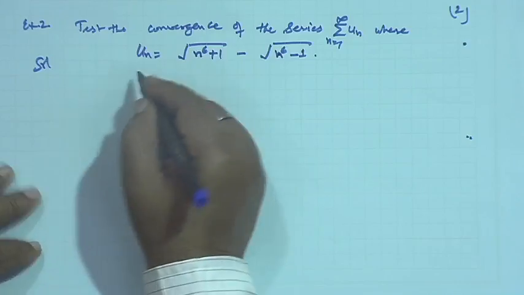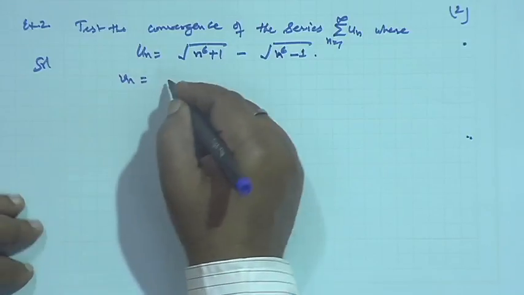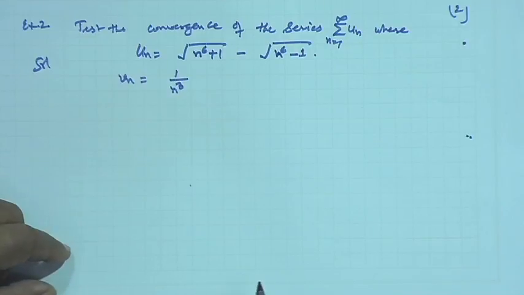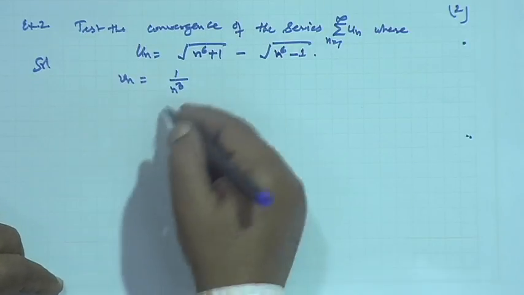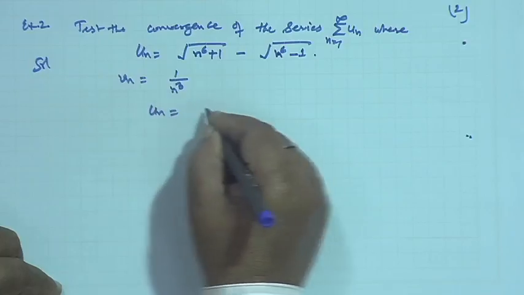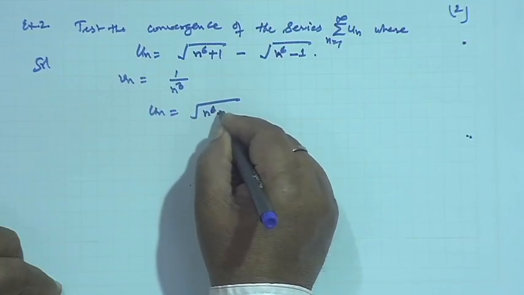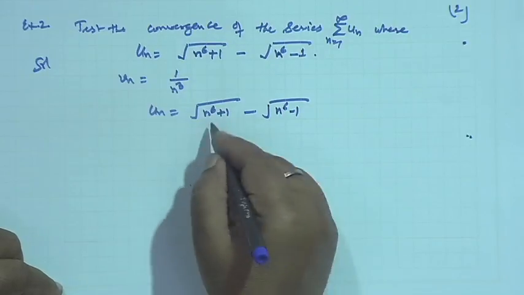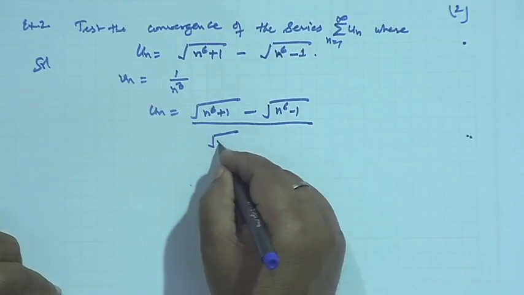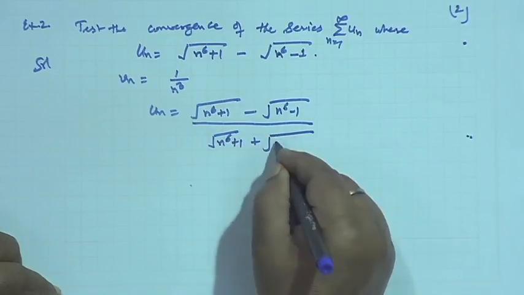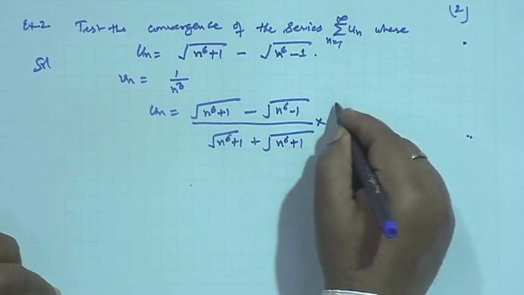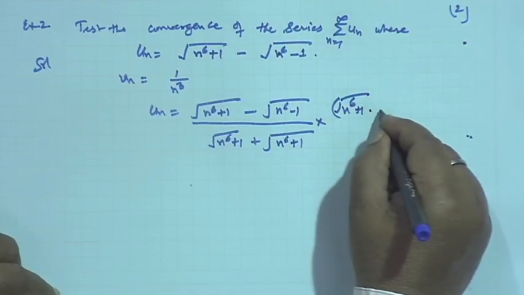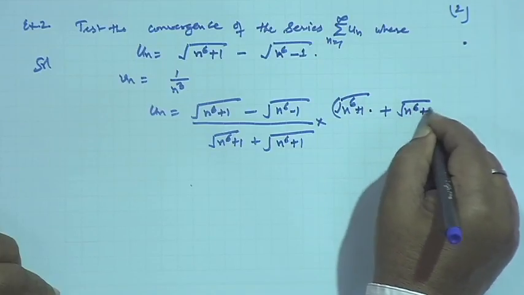So, let us take v n as 1 by n cube. Now, I will also tell you why I have chosen 1 by n cube. The reason is, what is our u n? The u n is square root of n to the power 6 plus 1 minus square root of n to the power 6 minus 1. If we rationalize this, we divide and multiply by the same number, square root of n to the power 6 plus 1 plus square root of n to the power 6 minus 1.